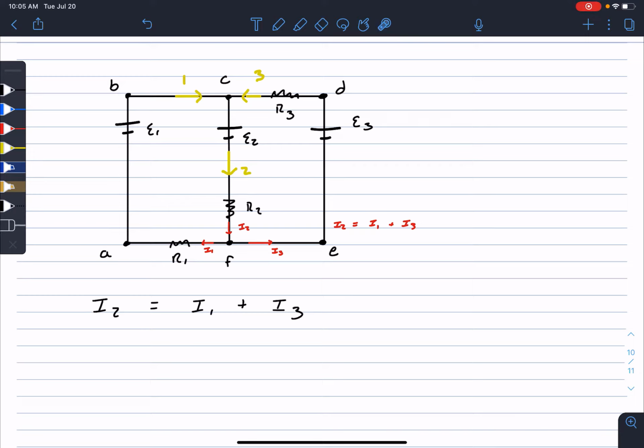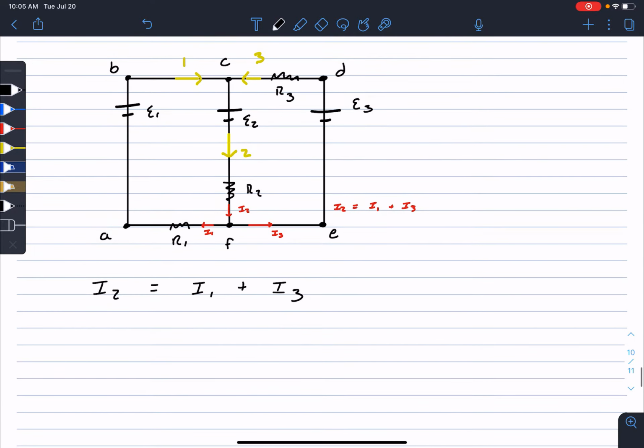Great. And so now we can sum up the potential differences going around the 2 loops. We're going to need 3 different currents, so we have 3 unknowns and 1 equation so far. We're going to need 2 more equations, which we get from each loop. So let's go to loop A, B, C, F, and then start summing the potential differences.